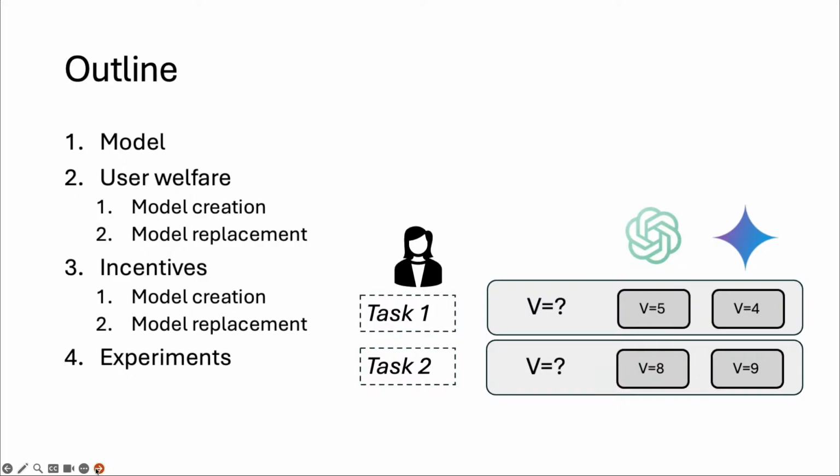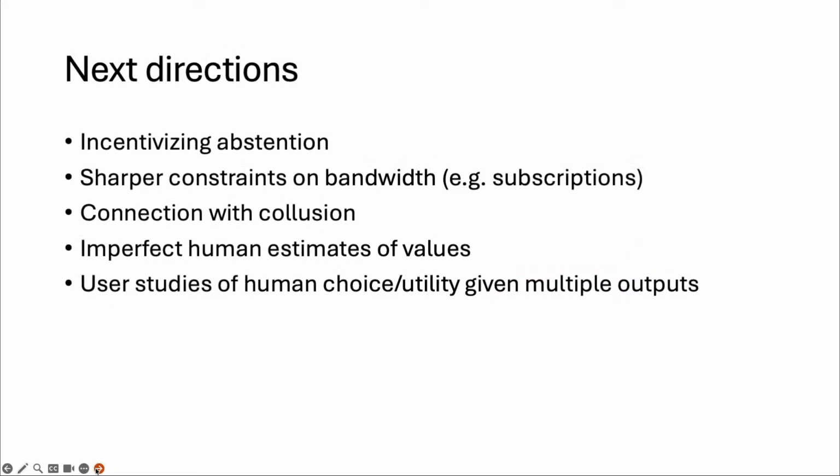So these are the high-level things I talked about. I'm going to briefly talk about future directions and then wrap up. I think there are a lot of really interesting directions. One of them is incentivizing abstention. How can you tweak this mechanism to incentivize firms to abstain, or not improve their model, when it's better for consumers? But you obviously don't want to do it too much. If everybody abstains, that's quite bad. So there's some coordination failure.